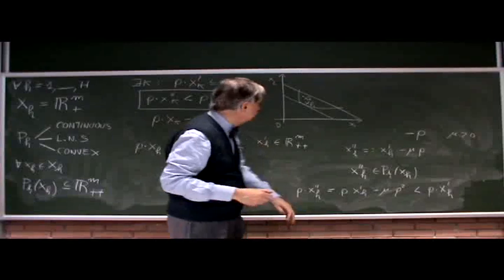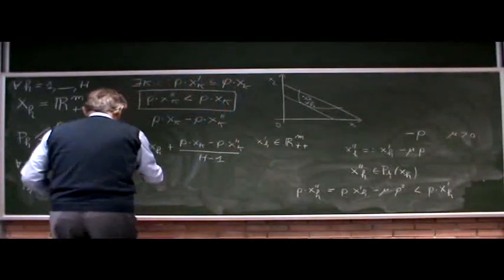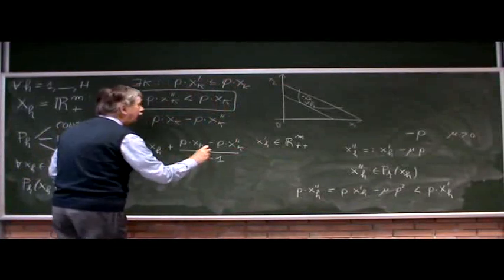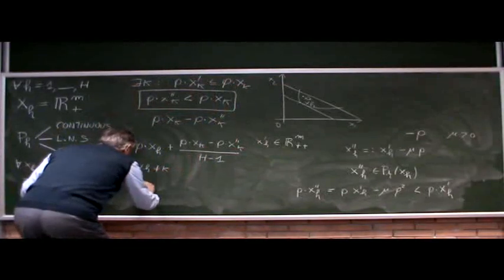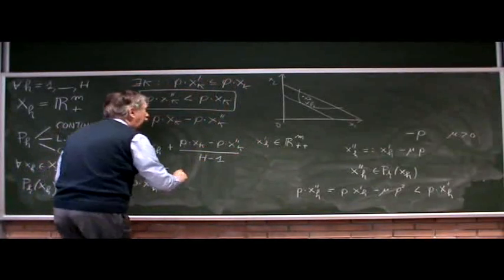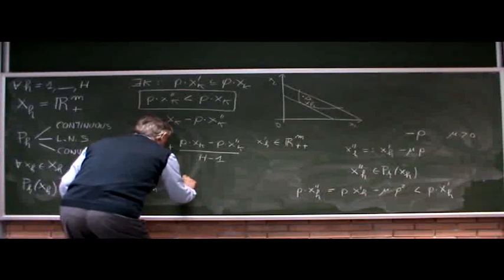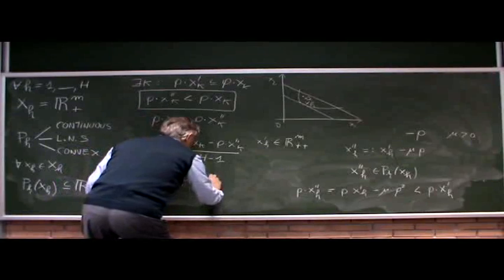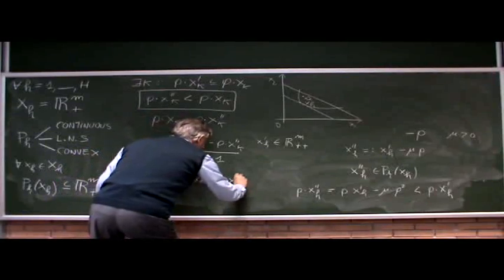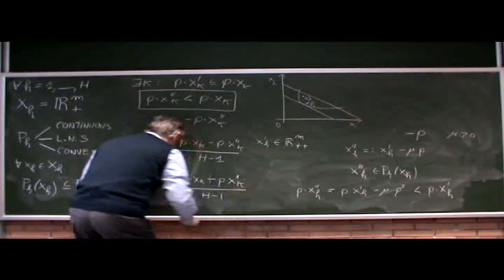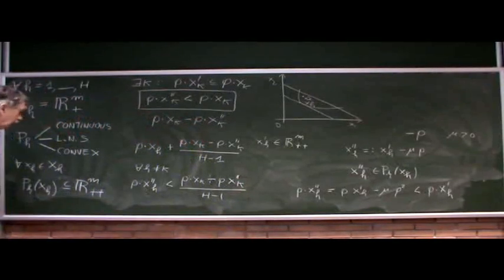So you have exactly for every h different from k, p times x double prime h lesser than p times xh plus p times xk minus p times x double prime k over h minus 1. You obtain this result.